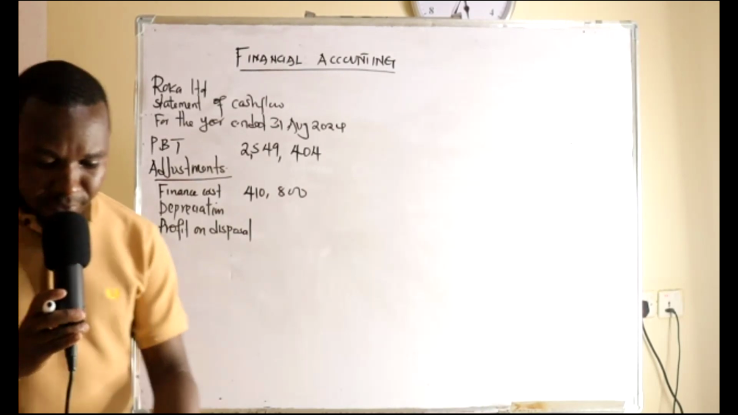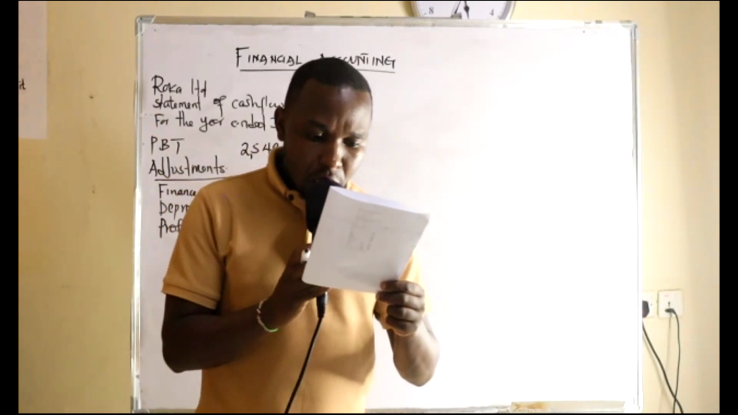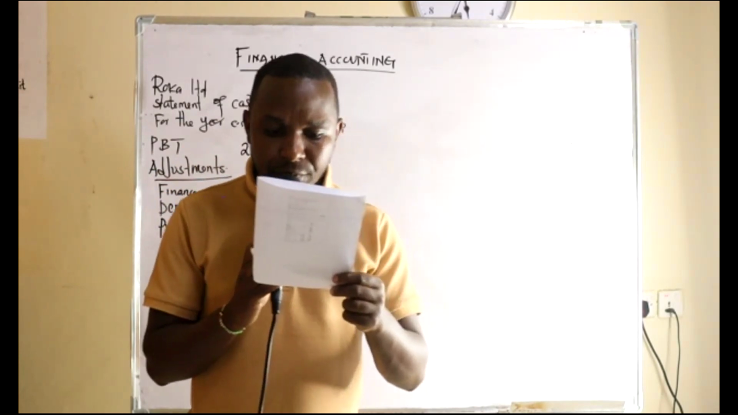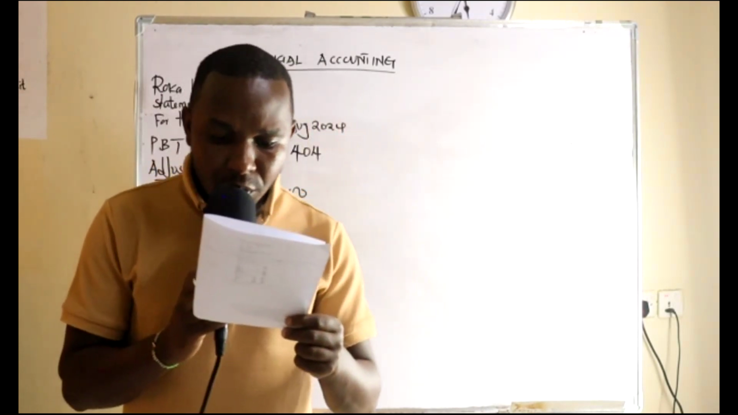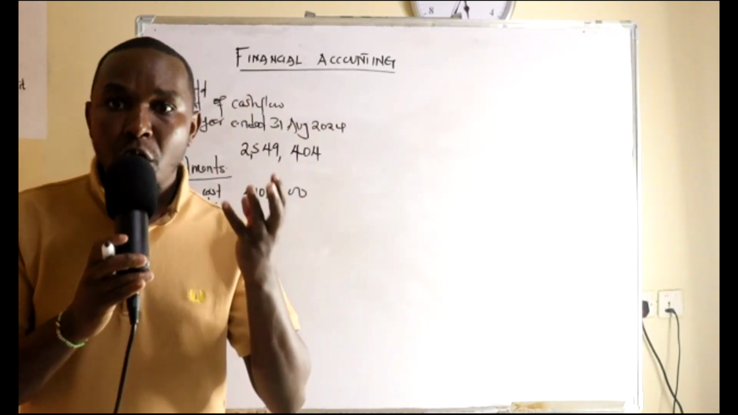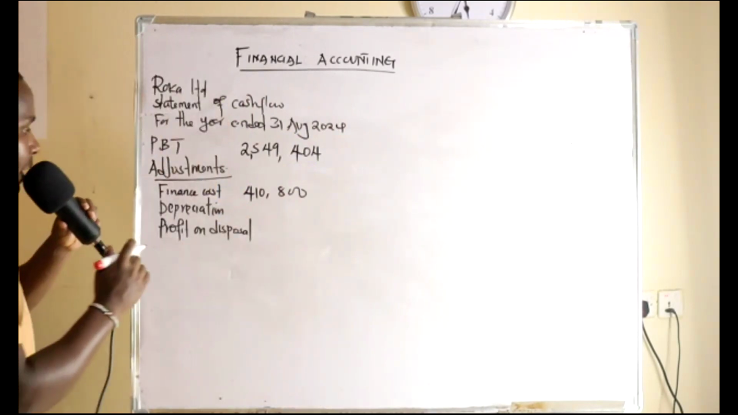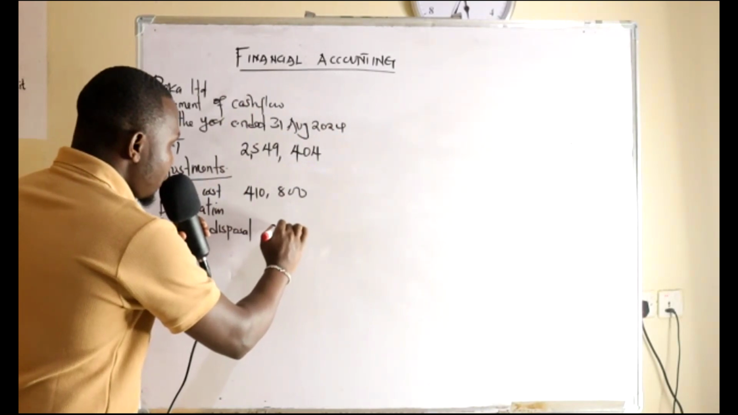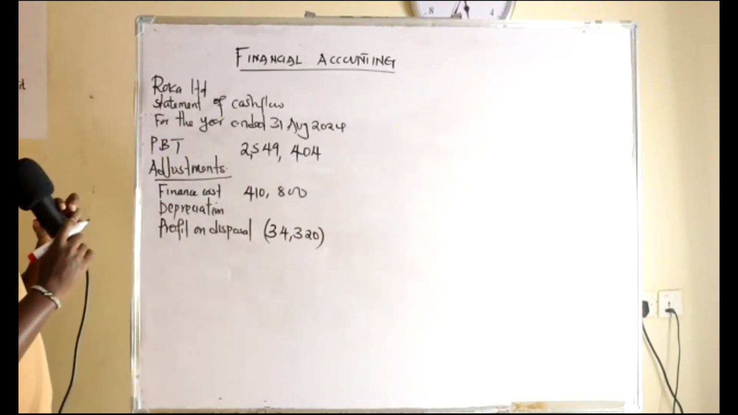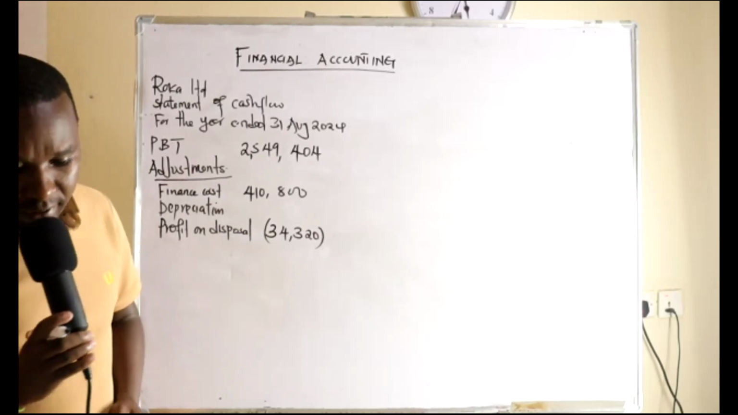The examiner has already given us the profit on disposal, which is in note number 1. The company made a profit of 34,320 on the sale of a machine. So we don't need to worry about other information. We only take the value which we have been given as the profit on disposal. So I will subtract the profit on disposal of 34,320. Why are we subtracting here? That is a good question.